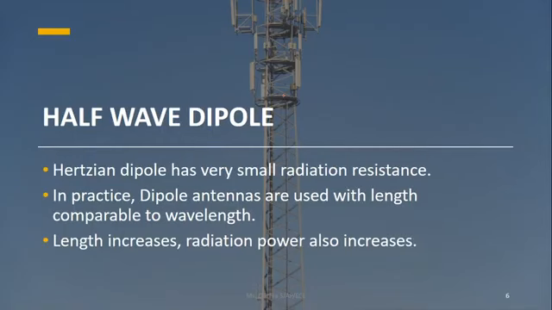Now when we make this kind of construction where the length is very small, this affects one main parameter, which is the radiation resistance. Because of the very small construction, the radiation resistance will get affected. And radiation resistance is very important when we match the transmission line to the antenna.